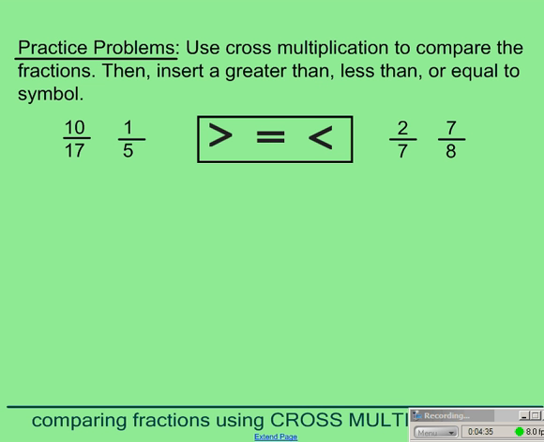Once again, do these 2 problems using cross multiplication, and these will be the 2 problems you will find in your quiz at the end of this lesson. So go ahead and do these in your Cornell Notebook.